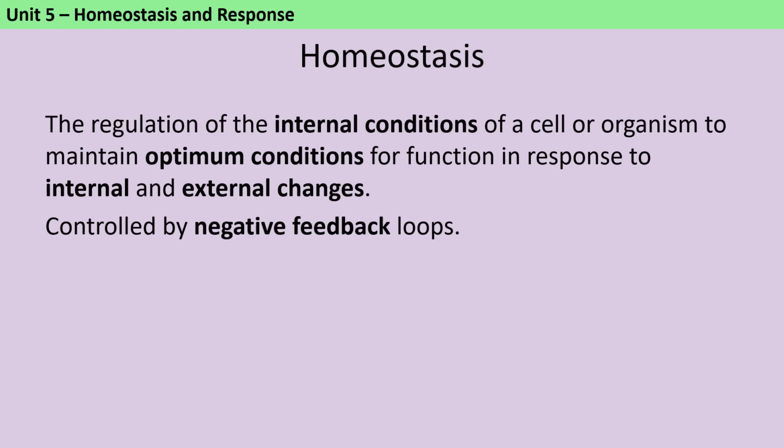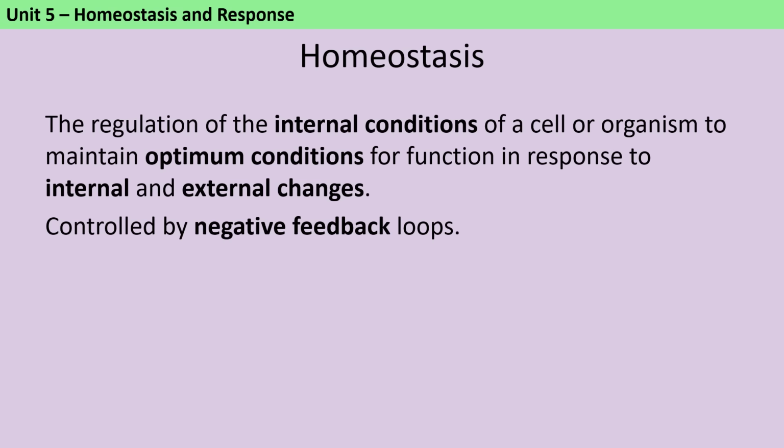The first topic in GCSE Biology Paper 2 is homeostasis and response. Homeostasis is the regulation of the internal conditions of either a cell or a whole organism to maintain the optimum conditions for function in response to internal and external changes. What that means is that the environment all around you or all around a cell is changing all the time. So your body or that cell responds to that by making sure that inside the cell the conditions stay where they want them to. So temperature, water content, and other conditions need to stay the same.